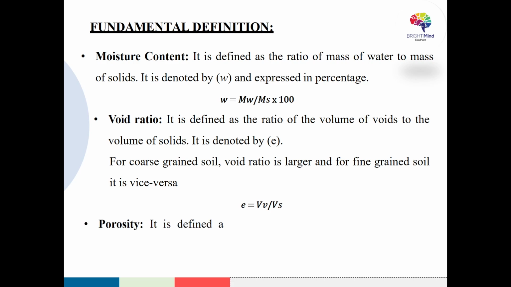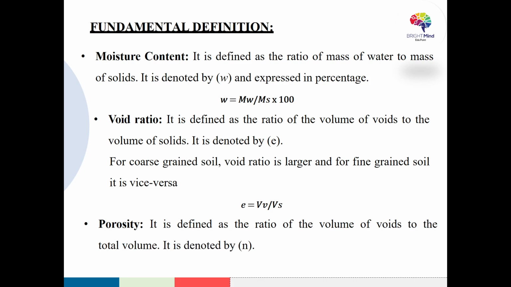Third is the porosity, which is defined as the ratio of volume of voids to the total volume. It is denoted by small n. Porosity is largely used by the engineer as well as the agriculturist for preparing their reports.